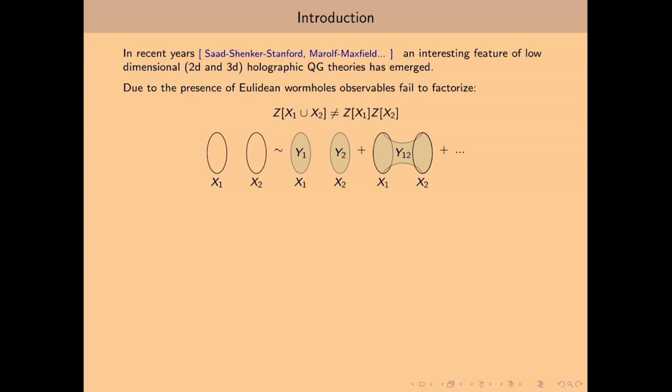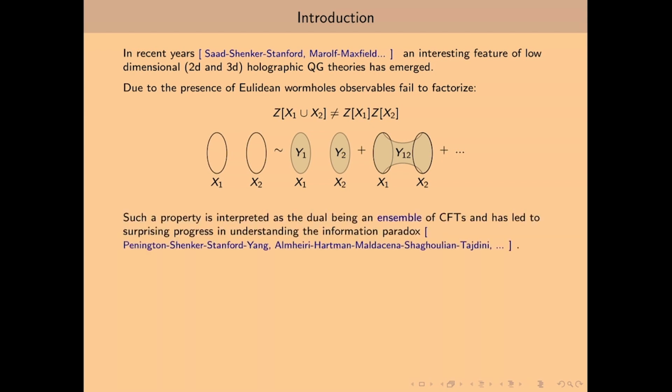This property was originally interpreted as the fact that the usual holographic duality should be interpreted as a duality between a gravity theory and an ensemble of CFTs of some type. This also had important consequences for understanding the information paradox in these lower dimensional quantum gravity theories. My talk is about a prehistoric toy model for this mechanism, which we can solve.